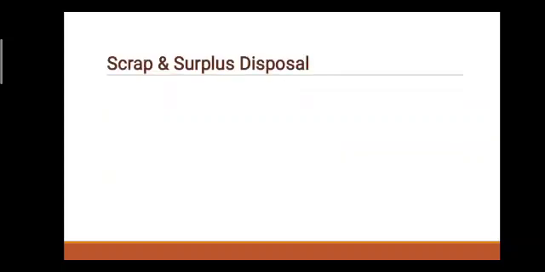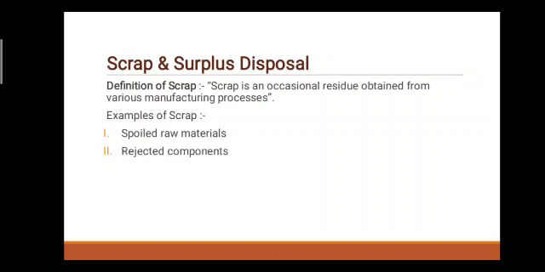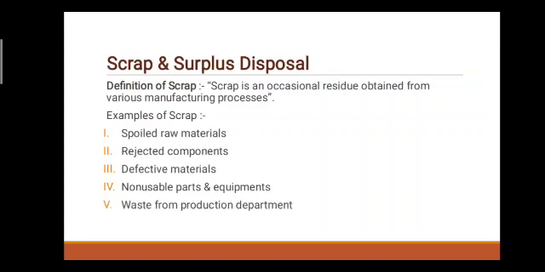Next point, scraps and scrapples disposal. Definition of scraps. Scrap is an occasional residue obtained from various manufacturing processes. Examples of scraps: first, spoiled raw materials; second, rejected components; third, defective materials; fourth, non-usable parts and equipments; fifth, waste from production department; sixth, non-usable packing materials.